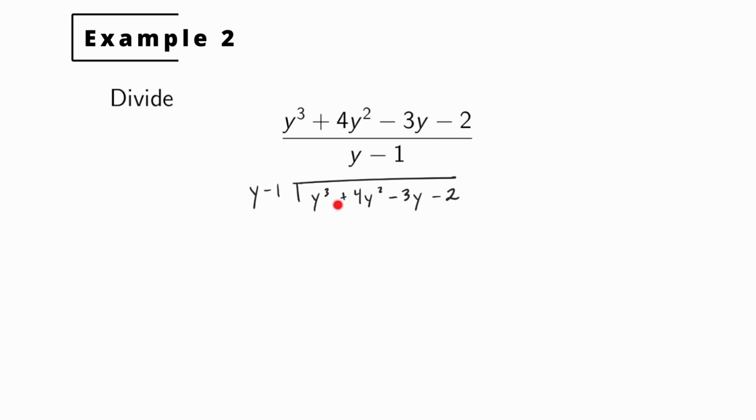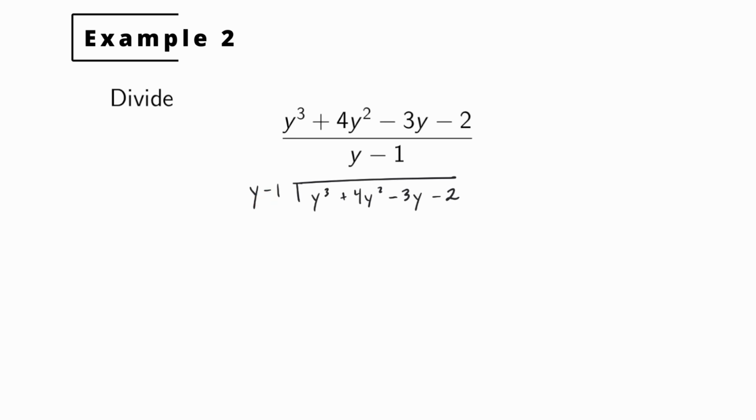We also want to make sure any missing powers are represented. So if we're missing a power, we could just include it with a coefficient of 0. We'll see that in a future example, but here we're all good. So we start with y cubed, and each power is in there. We want the same thing for the divisor as well.